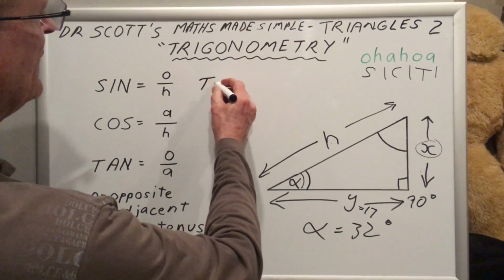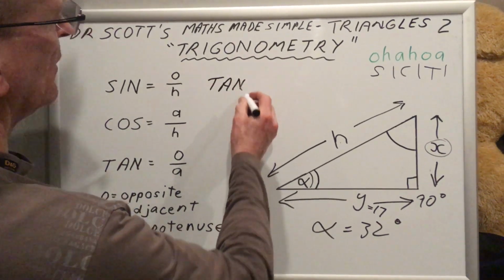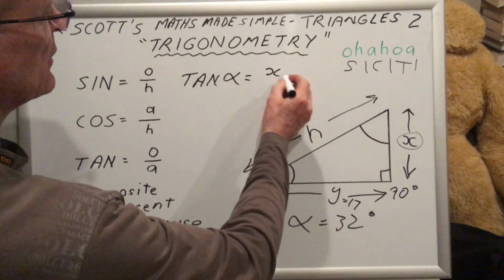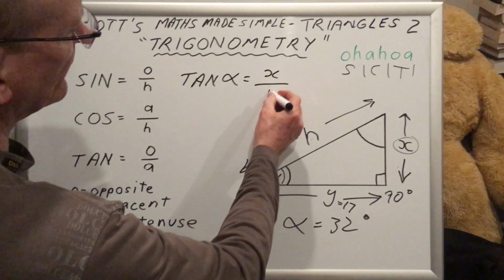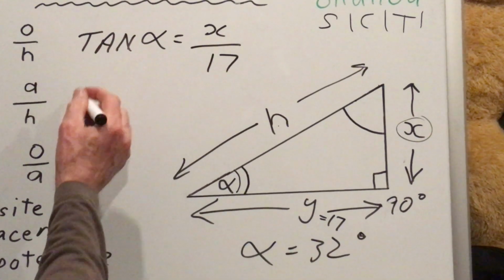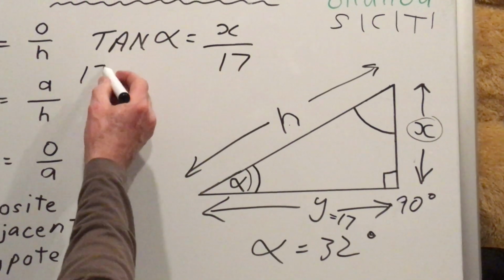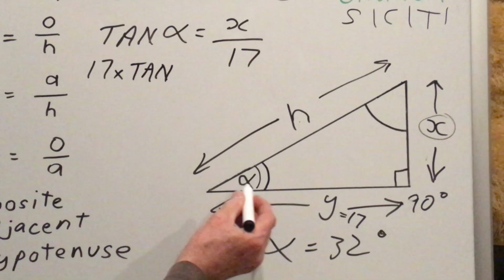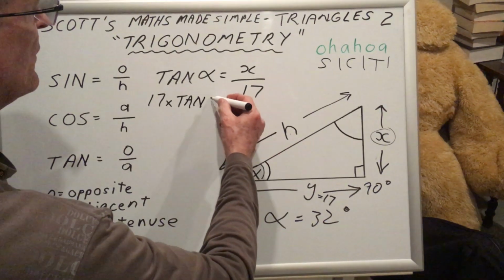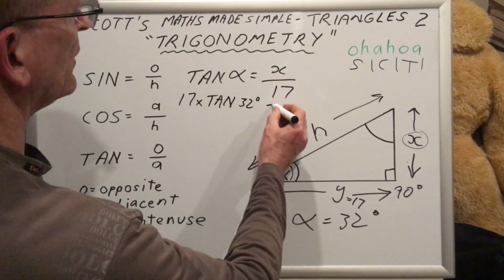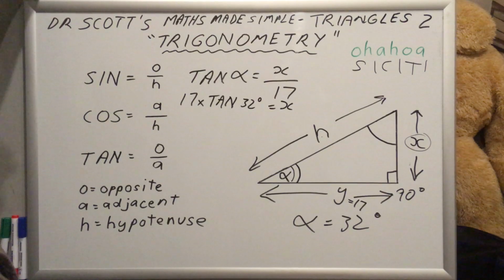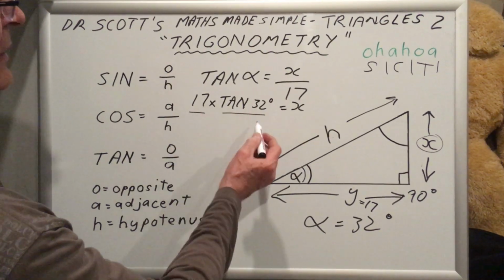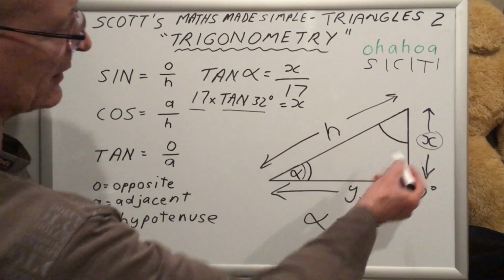Well, we know the tan of alpha equals x over 17. Multiply both sides by 17, and we have 17 times tan alpha, and we're given alpha is 32 degrees, equals x. That'll be a number in your calculator. That's a number times a number equals a number. So you can work out x.